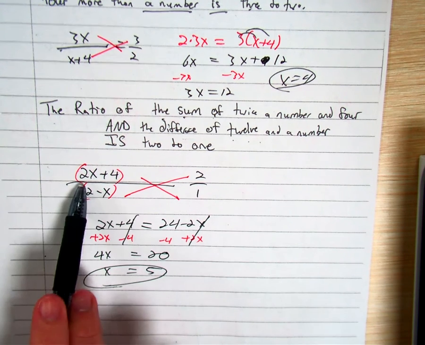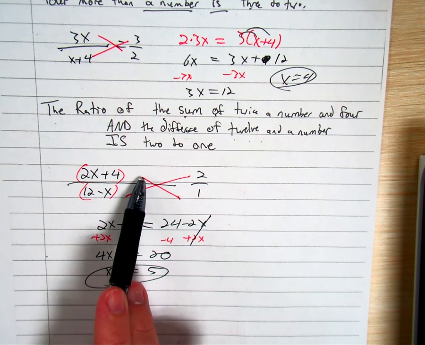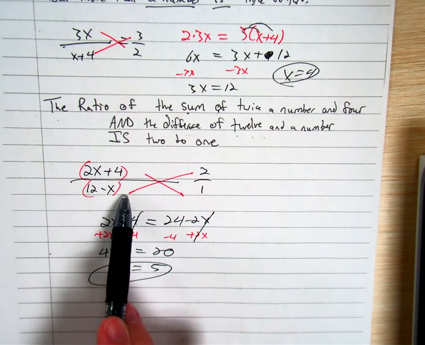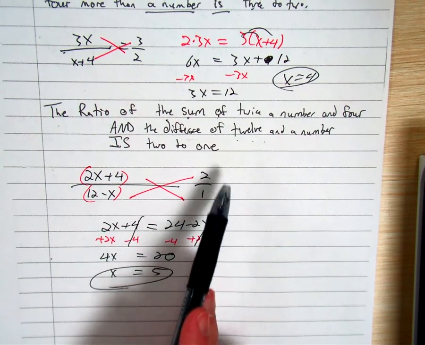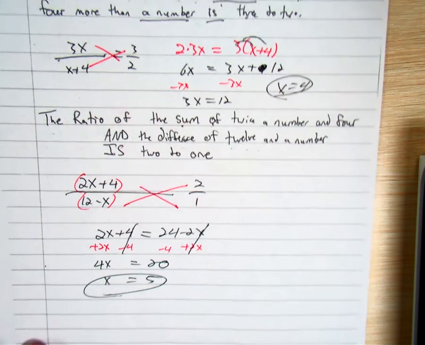Put it back in and check it. 2 times 5 is 10, plus 4 is 14. 12 minus 5 is 7. 14 over 7 is 2 over 1.